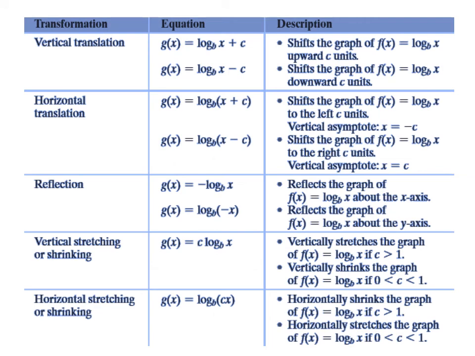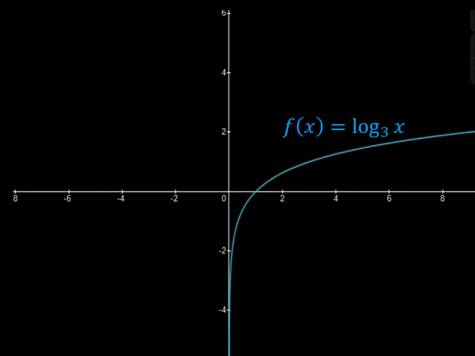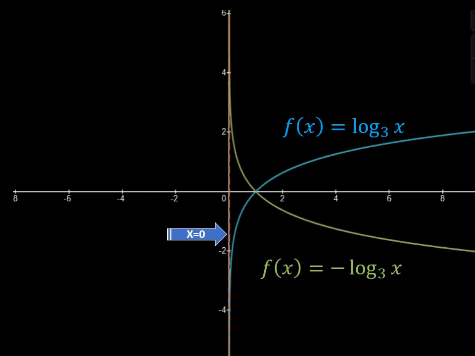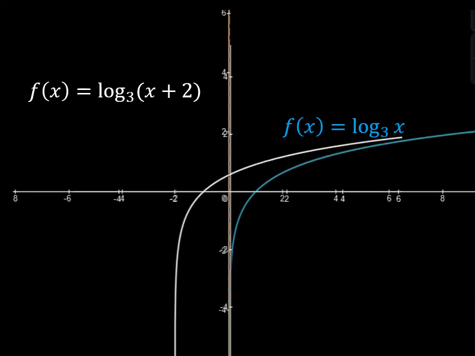Transformation rules, and they are the same for every function. So we're going to see examples of transformations. So we're going to take first the graph of log base 3 of x. Don't forget the vertical asymptote. Now, if we move it 2 steps up, that's log base 3 of x plus 2. This one, it got flipped about the x-axis. And if we move it to the left 2 units, that's log base 3 of x plus 2. And don't forget also the vertical asymptote will move to the left 2 units.